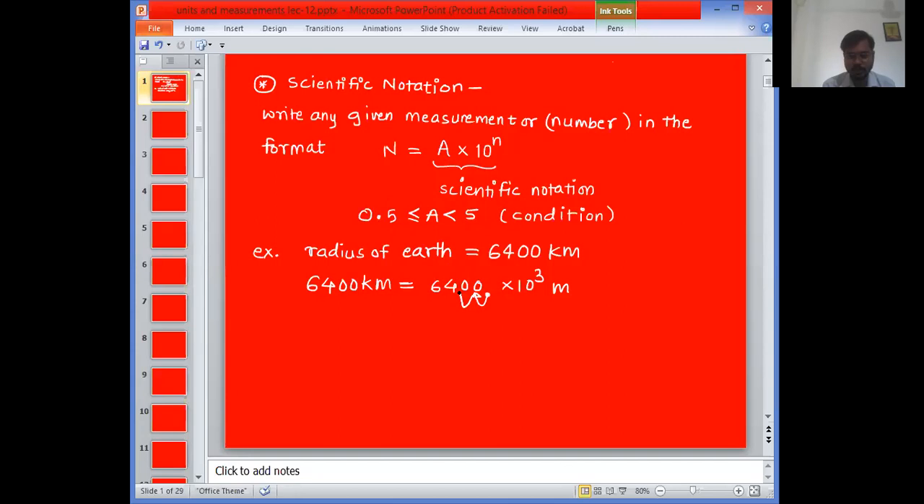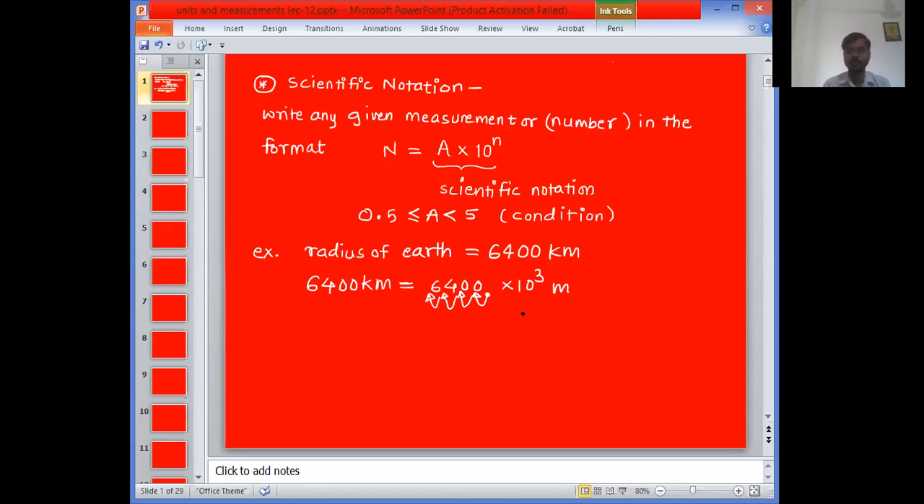We have to shift this decimal point here. That will become 64. 64 is also not between 0.5 and 5. So we shift the decimal point here. 6.4. 6.4 is again not in between 0.5 and 5. 6.4 is more than 5. This number A should be less than 5 and more than or equal to 0.5. So again you have to shift the decimal point here.